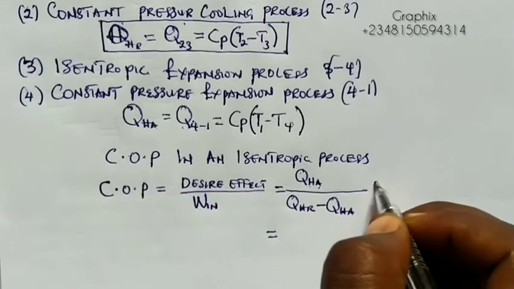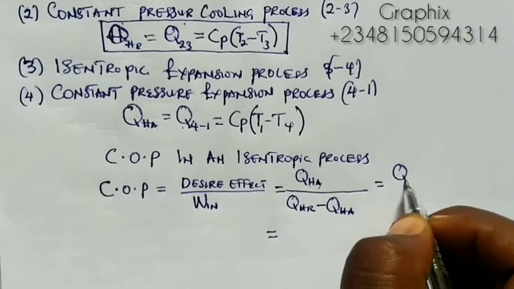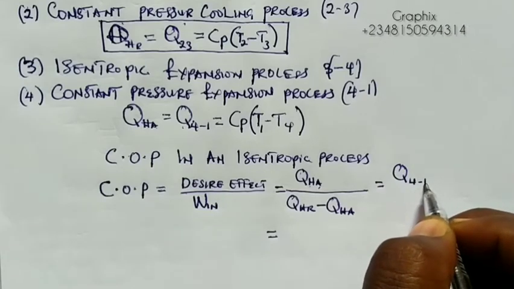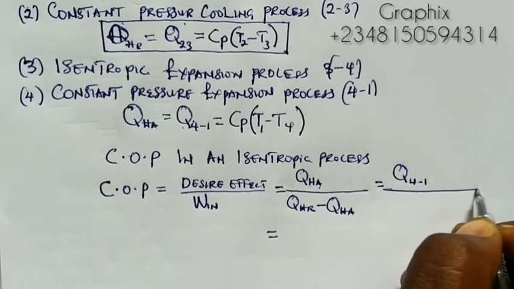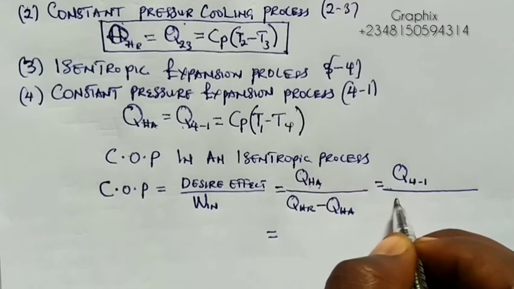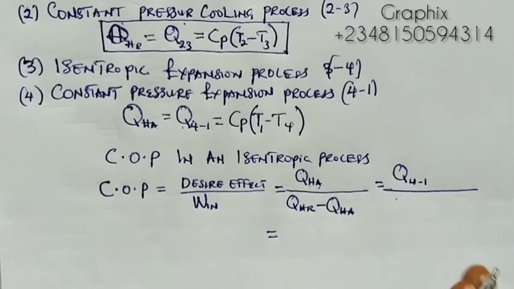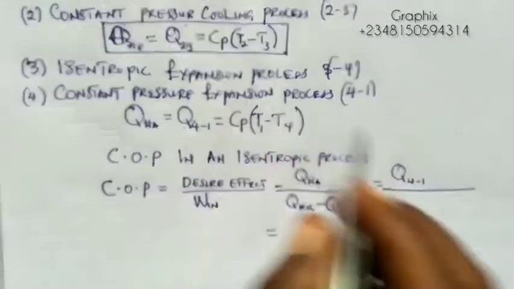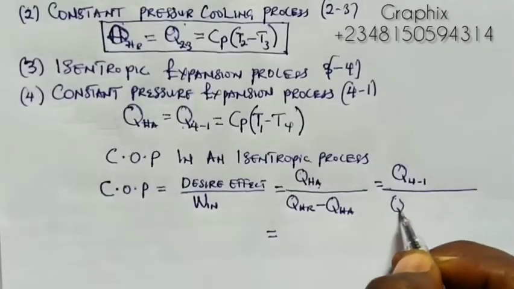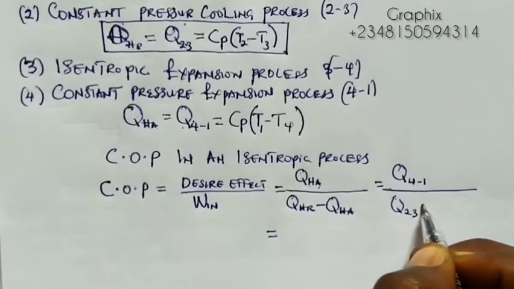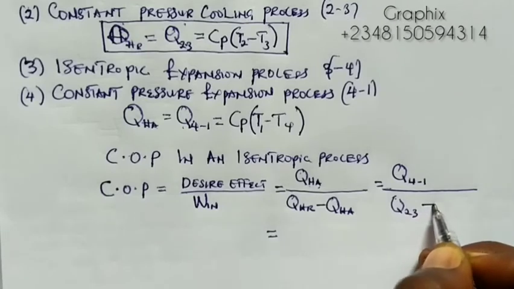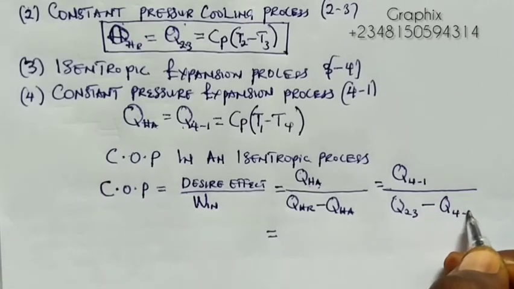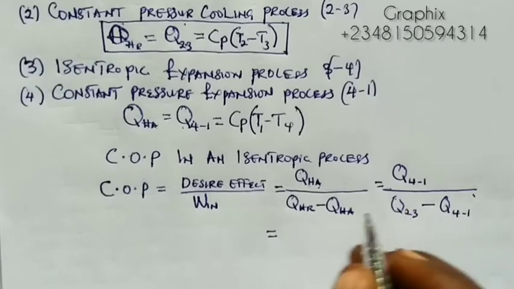My QHA is given as Q4 to 1 all over QHR, which is given as Q23 minus Q4 to 1. So we are going to input our values here now.